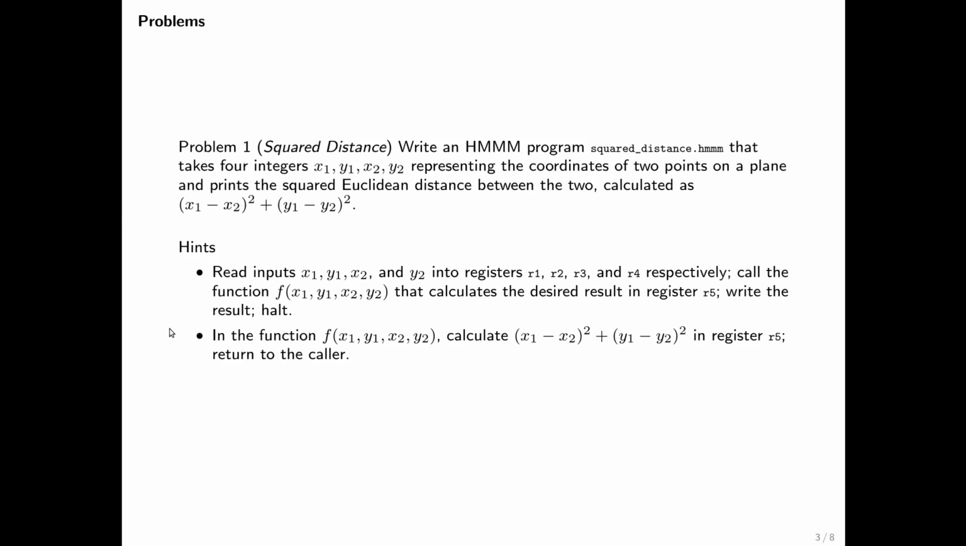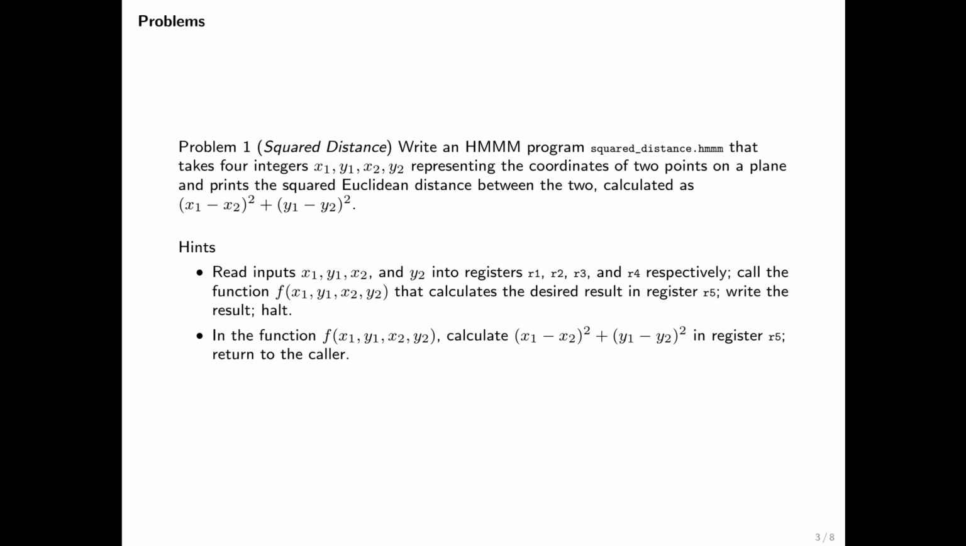Use the starter file that is given to you, squared_distance.hmmm, and write your program as 2 parts, a main part and a function part. So what do you need to do in the main part? Well, first of all, read the 4 inputs, x1, y1, x2, y2, representing the coordinates of the 2 points, and read them into registers R1 through R4. So x1 in R1, y1 in R2, x2 in R3, and y2 in R4. So those are the inputs.